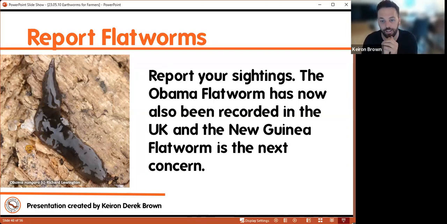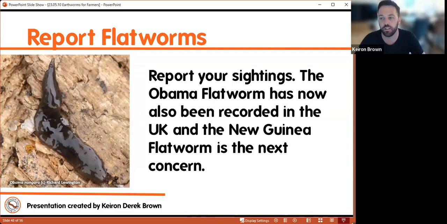Better biosecurity is the easiest answer, but in reality, what we can all do to at least keep aware of what's going on is report flatworms. So Buglife have a flatworm recording form on their website, so you can use that, or you can submit your records to iRecord. But it's just really important that those records go somewhere, otherwise we don't know about the problem until it's too late.